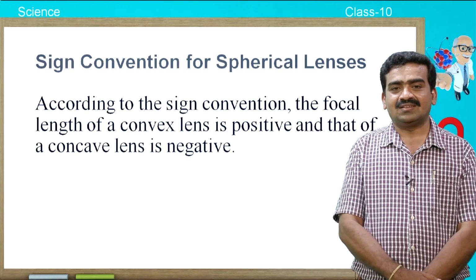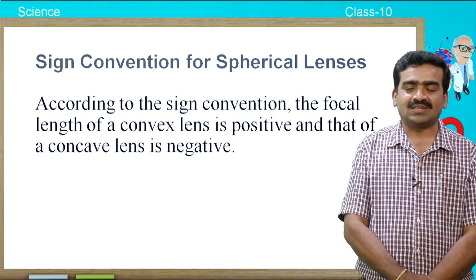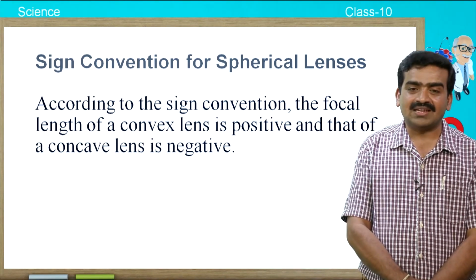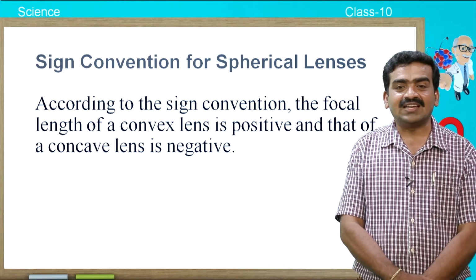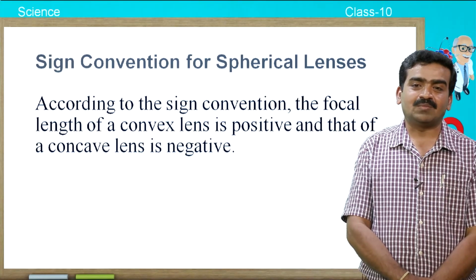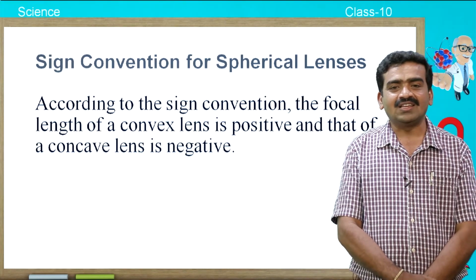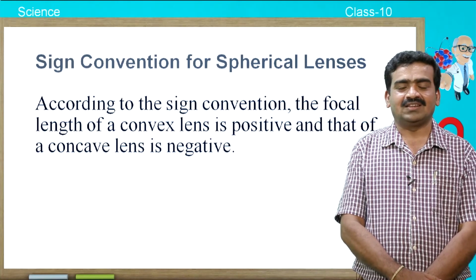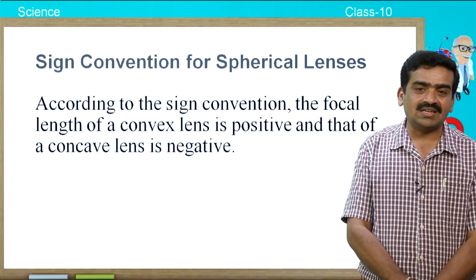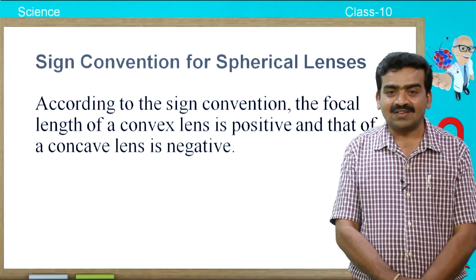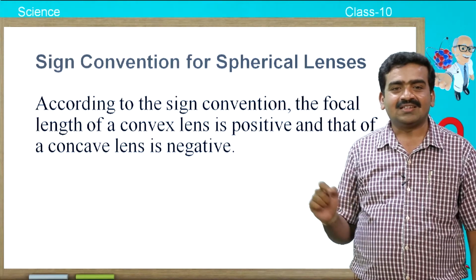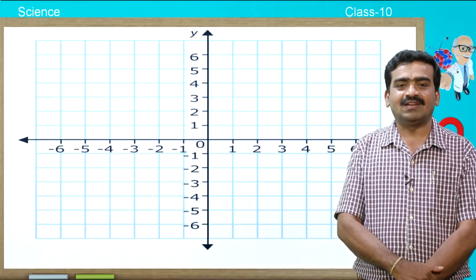Now, let us learn much more interesting facts about the spherical lenses, that is, the sign convention for the spherical lenses. According to the sign convention, the focal length of a convex lens is represented by a positive sign, and that of a concave lens is represented by a negative sign. If the lens is marked with a positive sign, then definitely it is a convex lens, and if it is named with a negative sign, then definitely it is a concave lens.